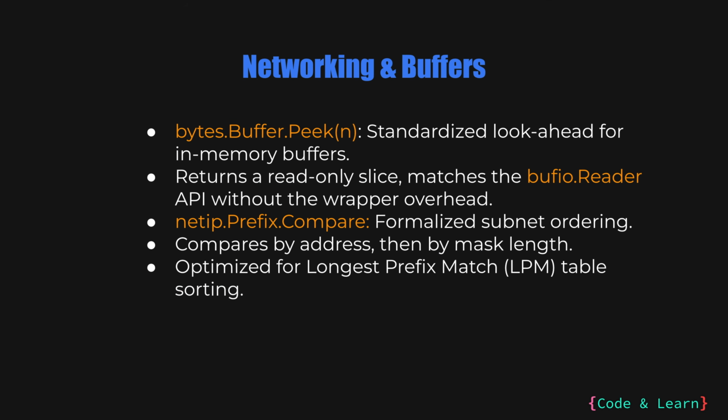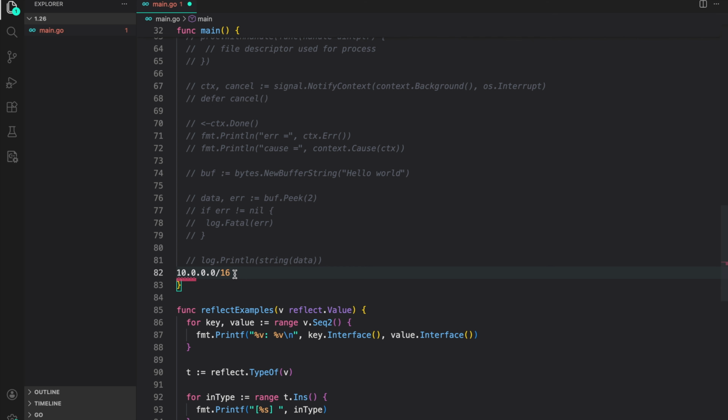In the net package, the netip.Prefix.Compare function has been introduced. If you know a little bit about networking, the IP address prefix represents an IP subnet. These addresses are written in CIDR form, which is something like this. Now with the prefix Compare method, it lets you compare 2 IP prefixes, making it easier to sort them without having to write your own comparison code.